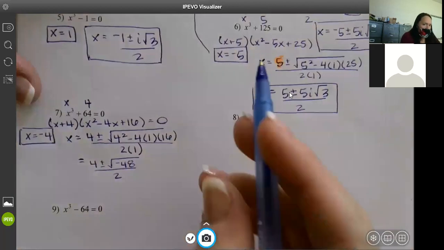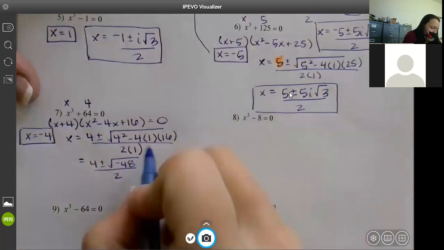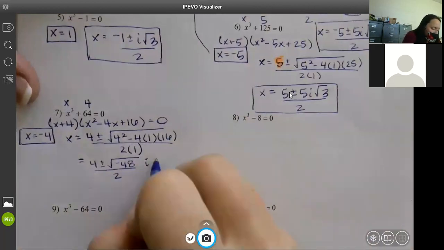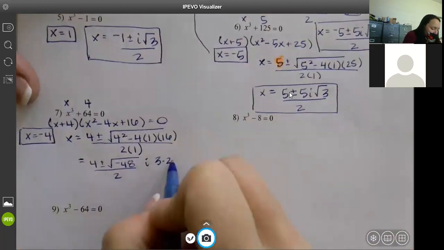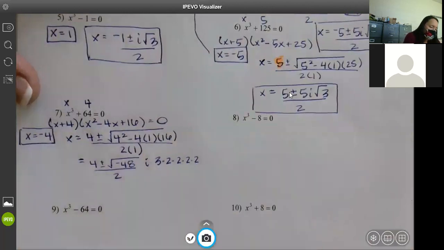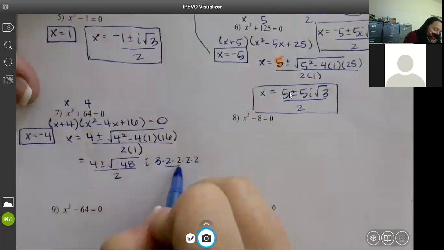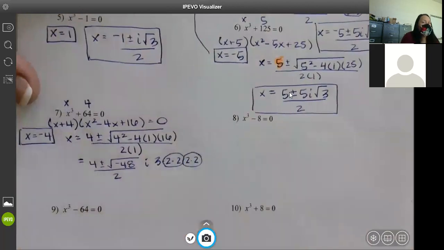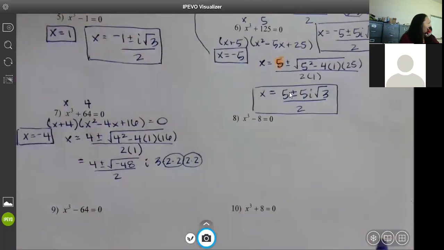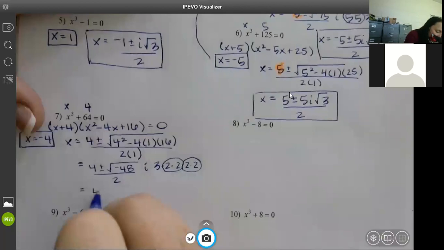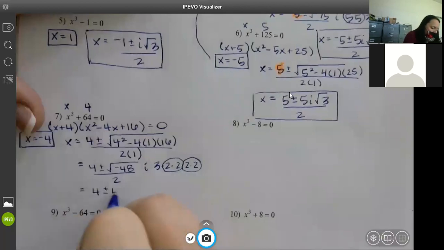So we know that we're going to pull an i out. So you might want to just write that there to remind yourself. 48 is 6 times 8. 6 is 3 and 2. 8 is 2, 2, and 2. So if you guys look, we have 2 pairs of 2. That means a 4 comes out. 2 2s come out. So we get 4 plus or minus 4i.